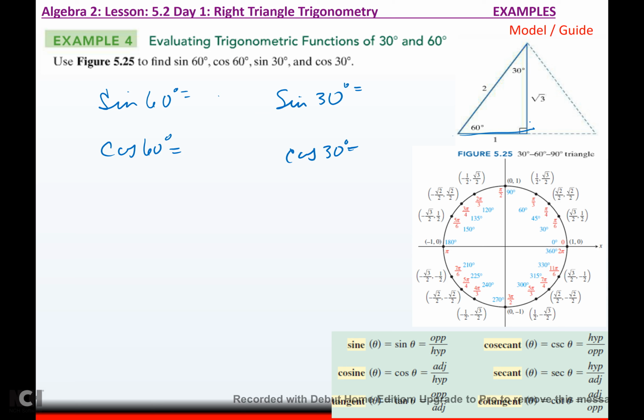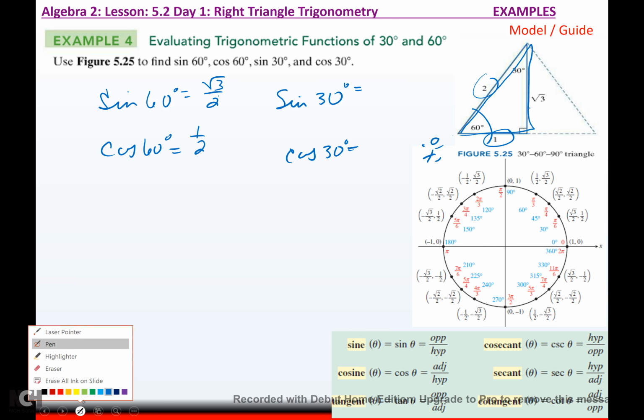So we need a 30, 60, 90 triangle. If we're doing 60, that means we're standing at 60. Sine would be opposite over hypotenuse, so square root of 3 over 2. Cosine would be adjacent over hypotenuse, which will be 1/2.